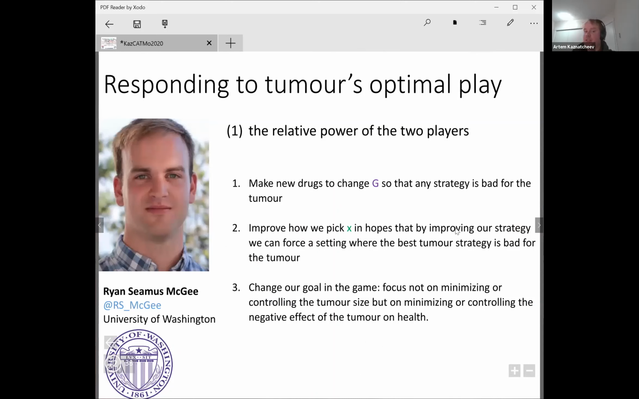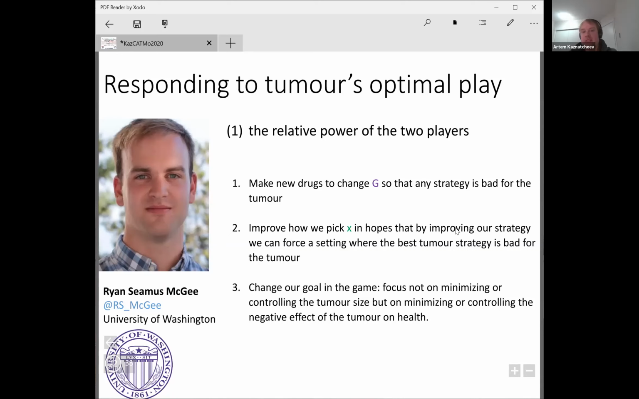Unfortunately, this is not very compatible with how we currently design drugs, because usually if we want to approve a drug, the easiest way to do it is to show that there's a response in the tumor size to application of the drug. And so we're always kind of making drugs that are trying to beat the tumor at what it does best. And one of the strategies I think we should examine as people working on adaptive therapy is changing our goal in the game, and thus not having to play against the tumor on its own terms.